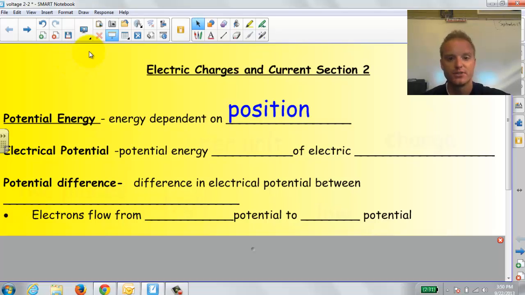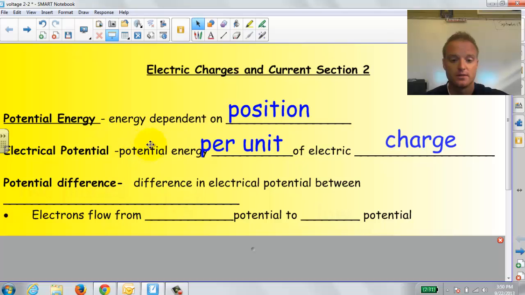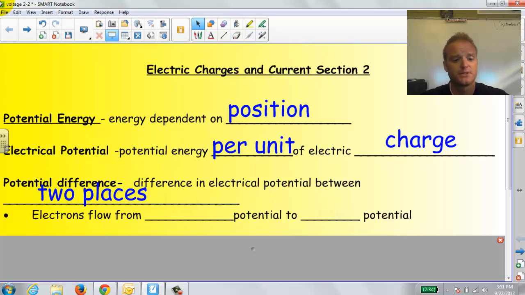Now, in terms of electricity, we call that electric potential. Electric potential is the potential energy per unit of electric charge. This is the idea of how much charge is passing a certain point at a certain time, and how fast. This goes into the idea of potential difference. It's kind of like the top of the roller coaster and the bottom of the roller coaster analogy. Potential difference is the difference in electric potential between two places.